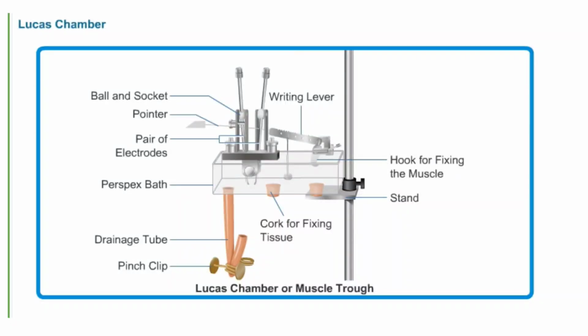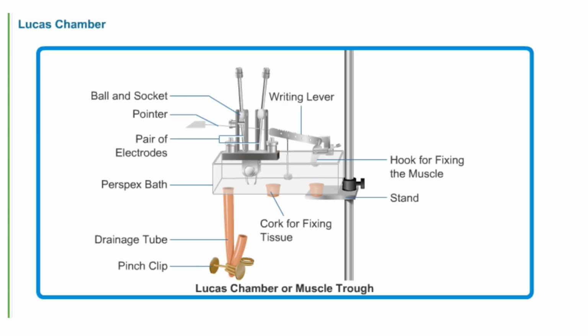We can also see there is a drainage tube with a pinch clip. When the experiment is over, we will drain it and pour warm ringer solution. When the warm ringer solution effect is seen, then we will drain it again and we will pour the cold ringer solution. So we have this drainage tube and the pinch clip.